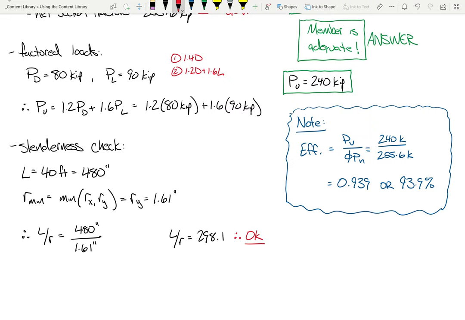And so, this is pretty slender. It's fine, and it does comply with the spec, but it's cutting it close. So we'll say that the member meets slenderness limits.